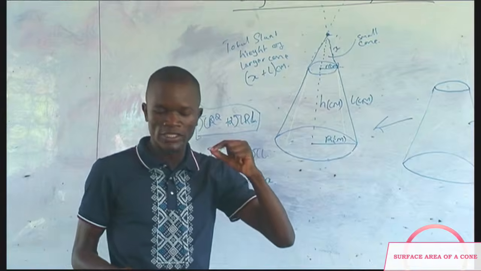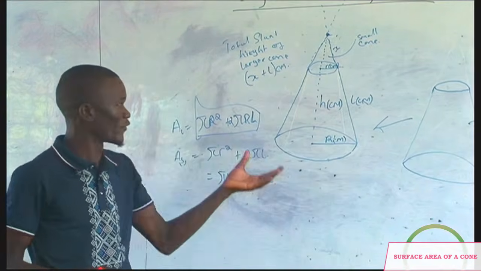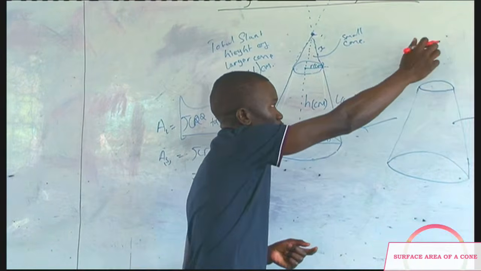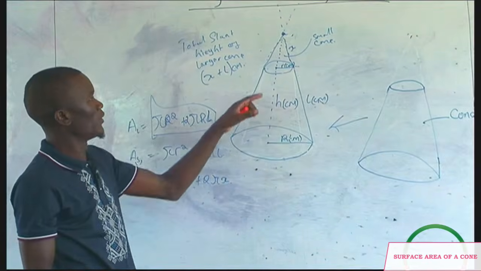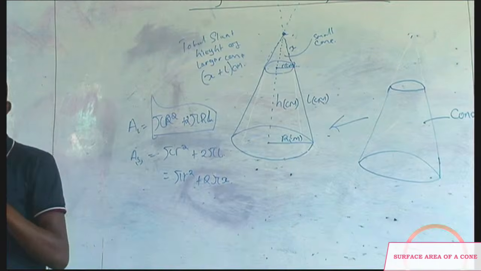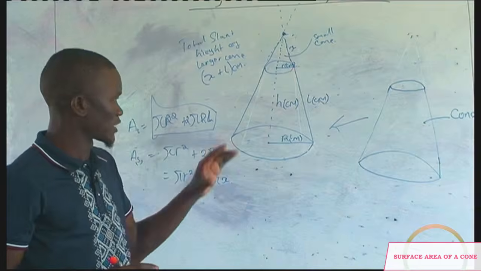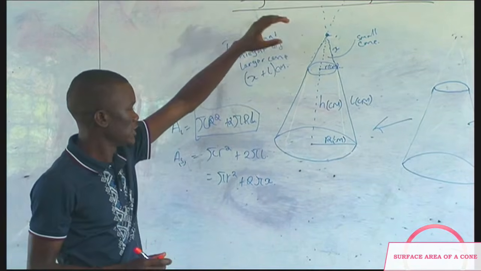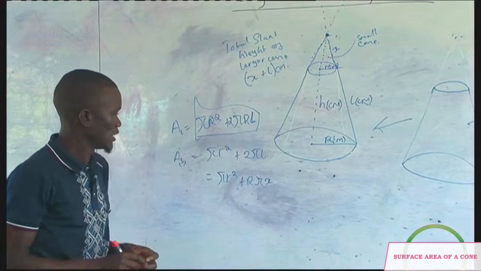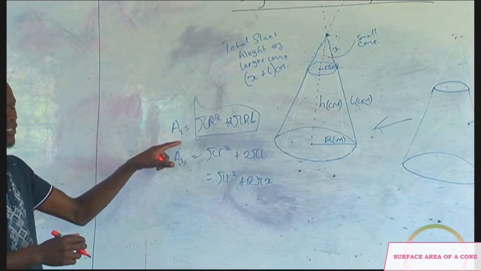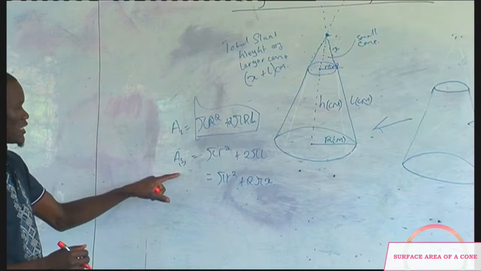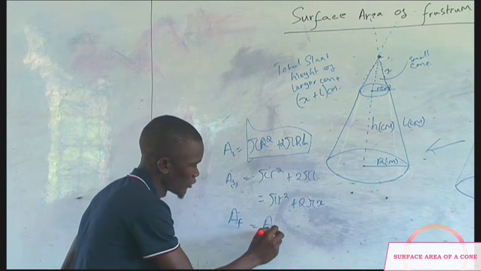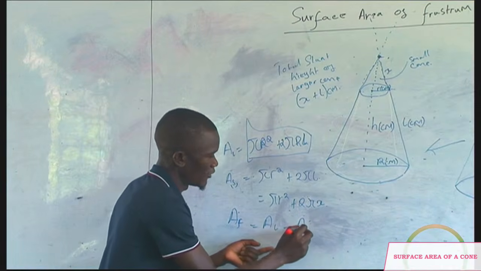I told you earlier that our objective is to get the surface area of a frustum. Now we have the surface area of the larger cone, meaning the whole cone, and the surface area of the smaller cone. What do we need to do to get the surface area of a frustum? Take the area of the larger cone, AL, and subtract the area of the smaller cone, AS. The area of the frustum, AF, is given by AL minus AS.